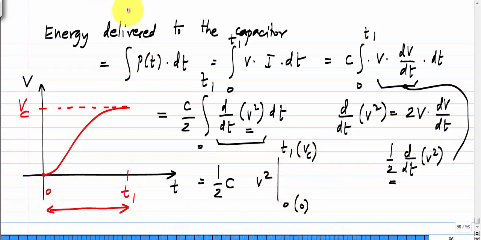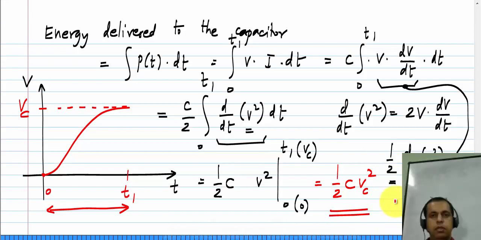And this gives us finally the expression for energy delivered to the capacitor over this interval, which is half C Vc squared. Okay. So if you have a capacitor starting from 0 volts and you change its voltage from 0 to a voltage Vc in some way, it doesn't matter what waveform is used, the total energy delivered to the capacitor is half C Vc squared. Okay.